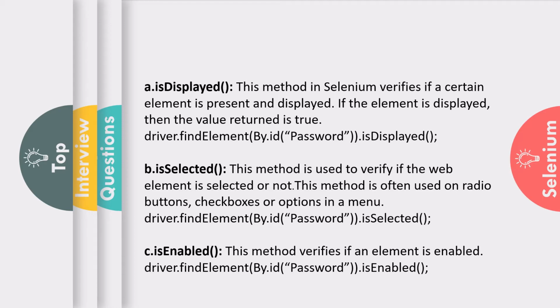The next is isSelected. This method is used to verify if the web element is selected or not. This method is often used on radio buttons, checkboxes, or options in a menu. The syntax for this method is .isSelected. And the last is isEnabled. This method verifies if an element is enabled. The syntax for this method is .isEnabled.